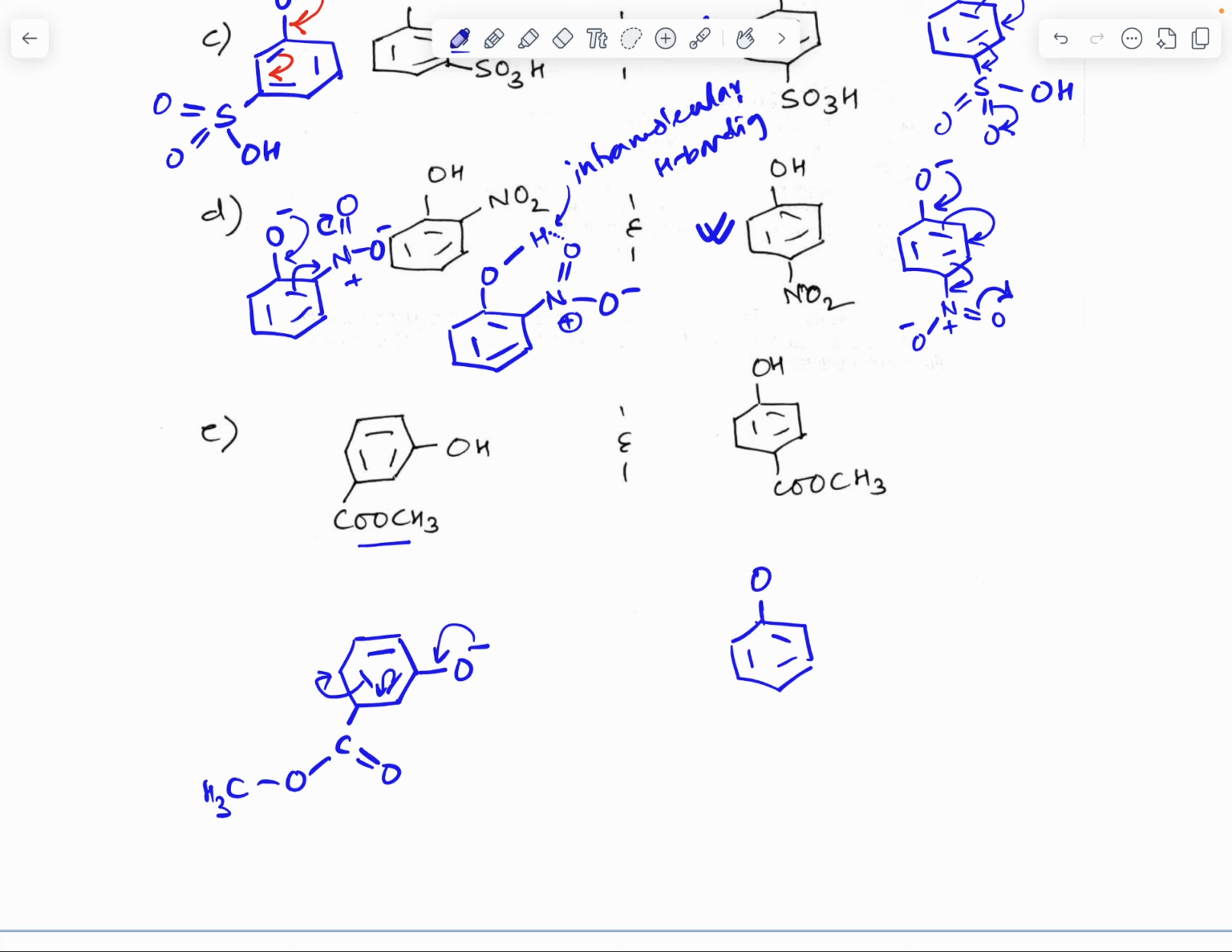But if I draw this, see, it sucks it in. Therefore, this is a more stable conjugate base. Therefore, that is the stronger acid.